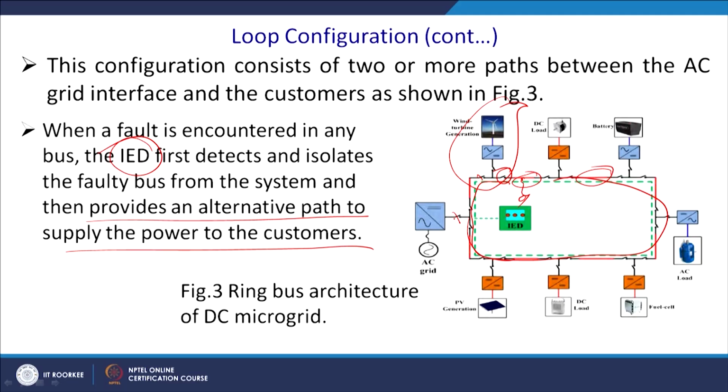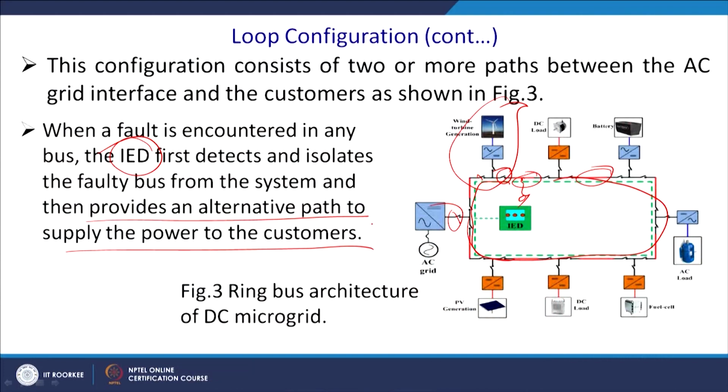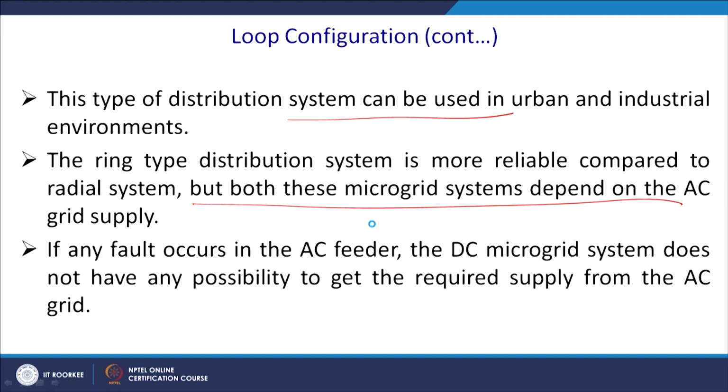For example, if any fault occurs in the AC feeder, you cannot have any tolerance. Ultimately, you will be forced to operate in islanding mode. So, here also the loop configuration has some kind of fault tolerance capability. Let us go here and see that if any fault occurs in the AC feeders, the microgrid system does not have any possibility to get the required supply from the AC grid, and you may require to cut down your load to go into the islanding mode.